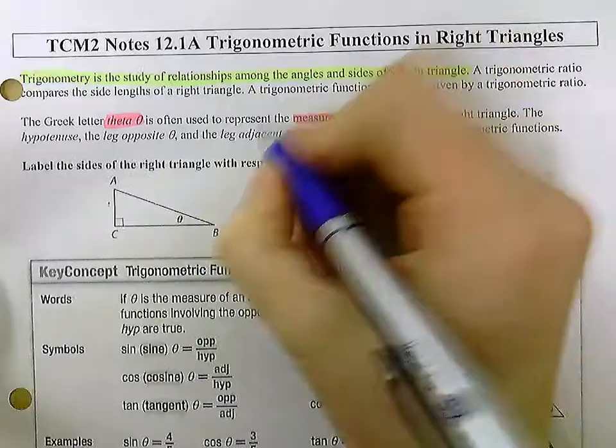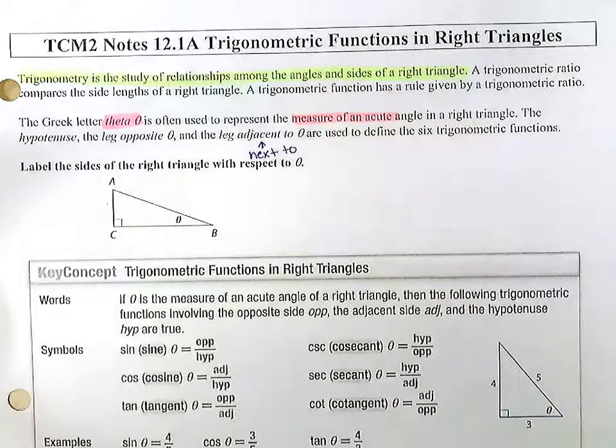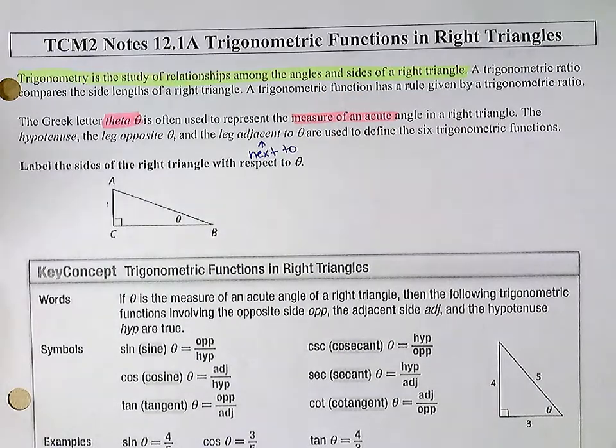Adjacent means next to. If you forgot what adjacent means, it means next to. These are used to define the 6 trig functions. So on the triangle below, we want to label the sides of the right triangle with respect to theta.